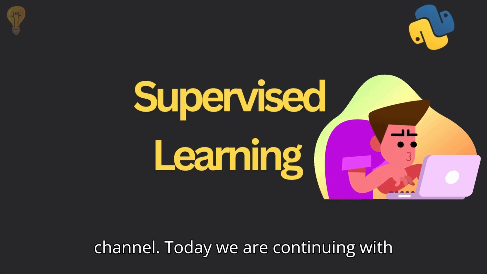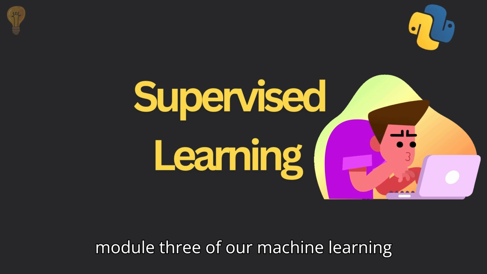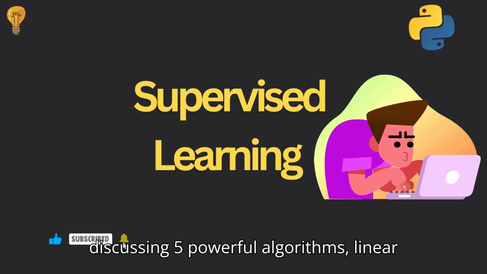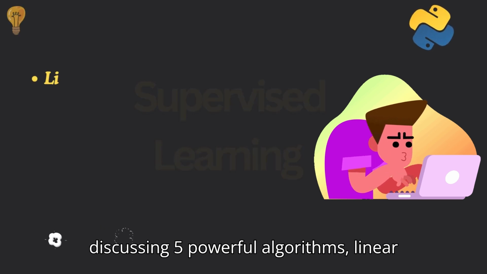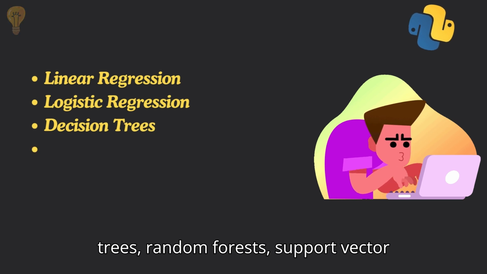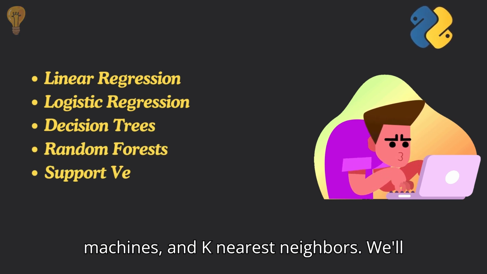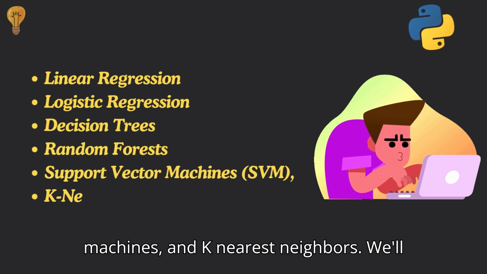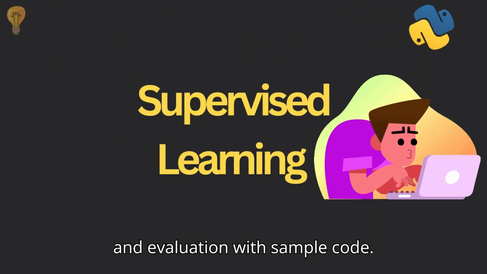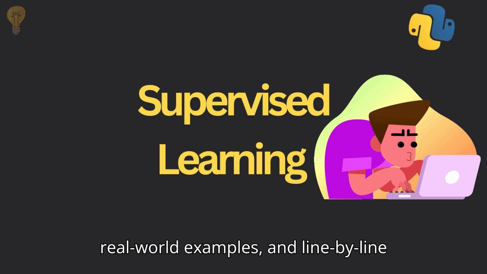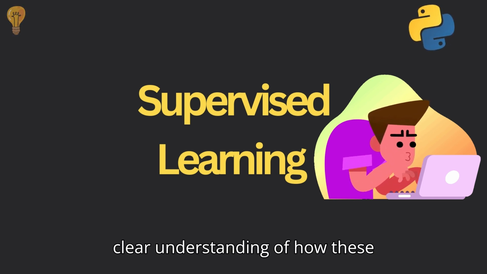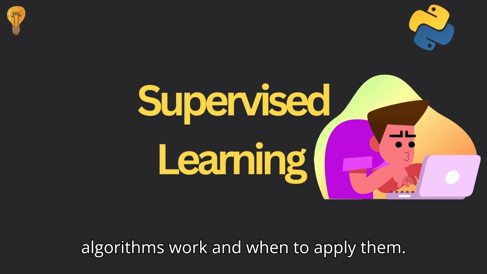Today we are continuing with Module 3 of our Machine Learning series. In this video, we will explore the world of supervised learning by discussing 5 powerful algorithms: linear regression, logistic regression, decision trees, random forests, support vector machines, and k-nearest neighbors. We'll go over their concepts, implementation, and evaluation with sample code, real-world examples, and line-by-line explanations. By the end, you'll have a clear understanding of how these algorithms work and when to apply them.